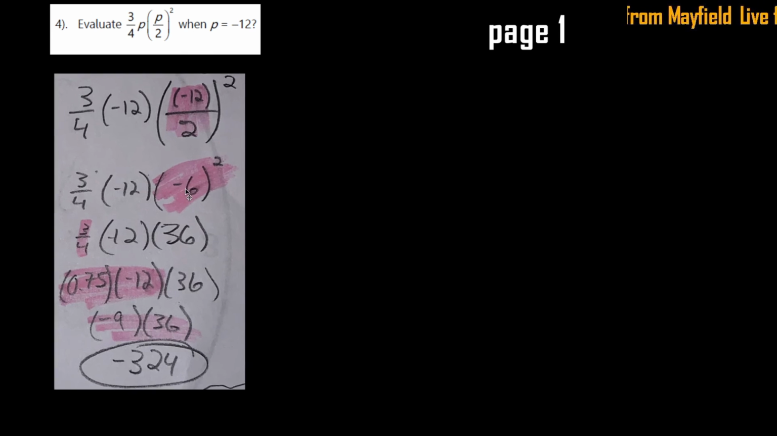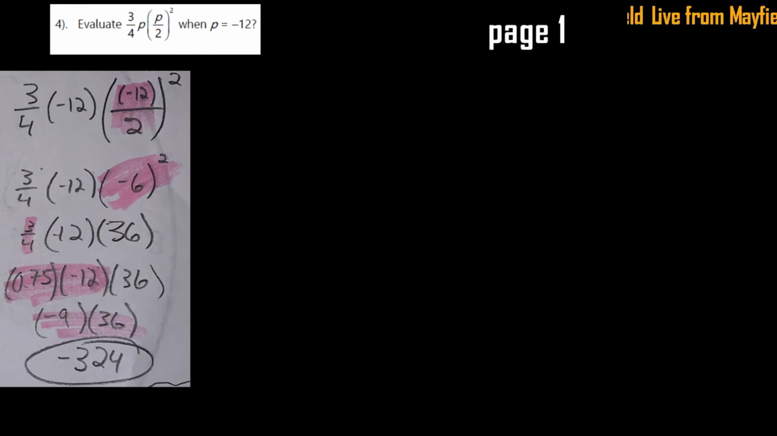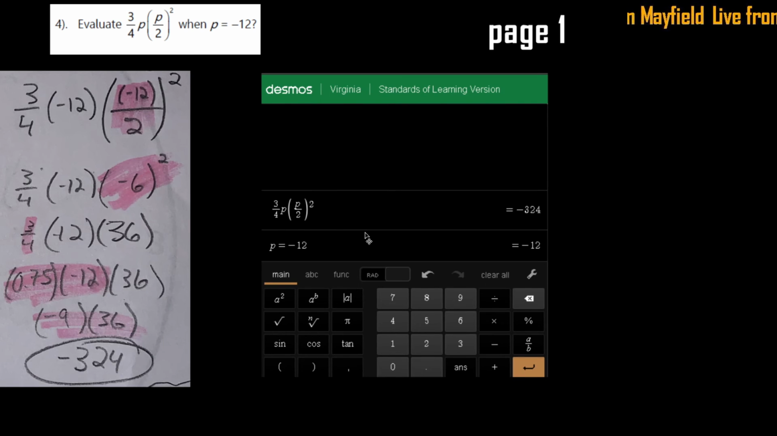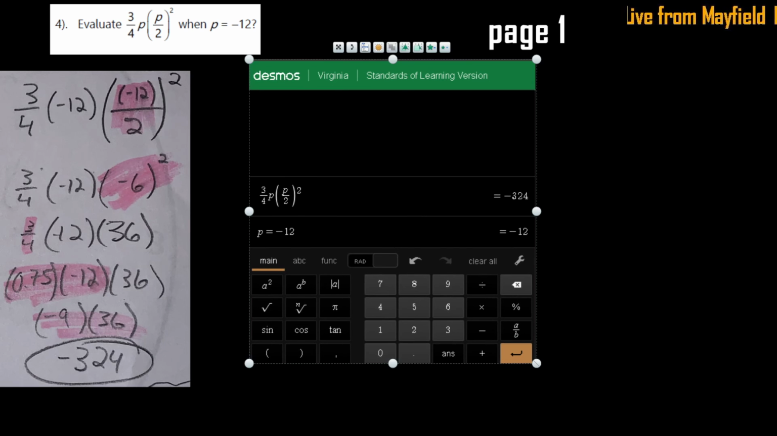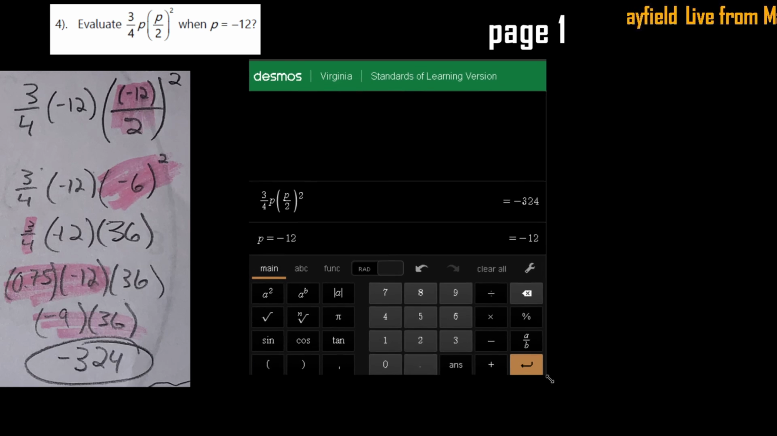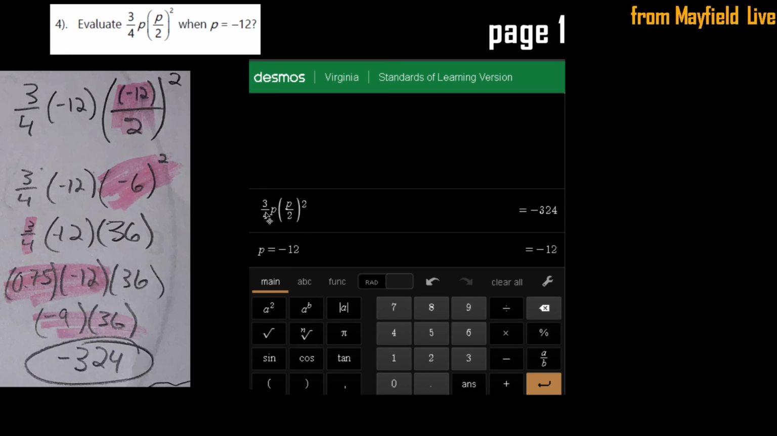-324. Let me bump this over, make some space for our Desmos capture. Again, you can see what this is looking like. Make those fractions using this fraction bar, or you can use the divide sign if you type in those values first. Make sure your exponents are in the right place, and again, your values match up.